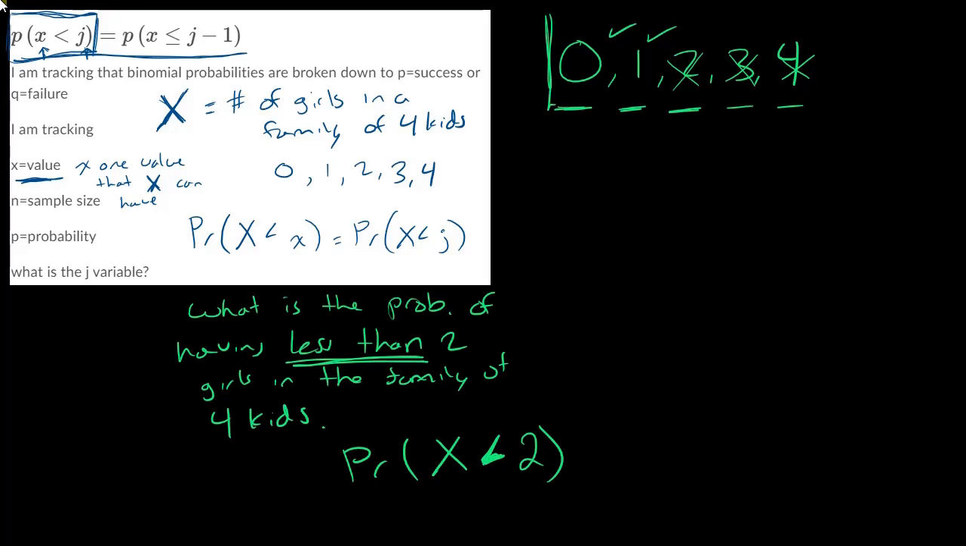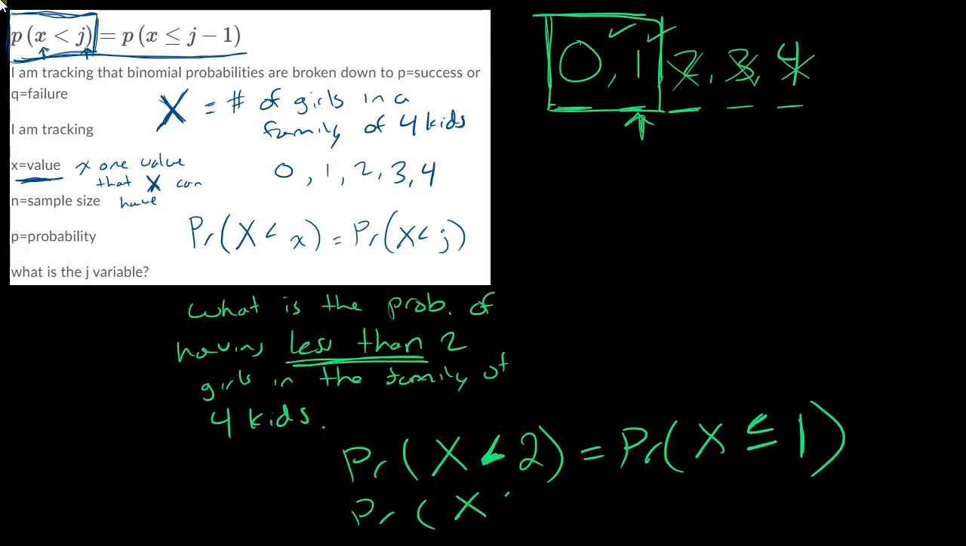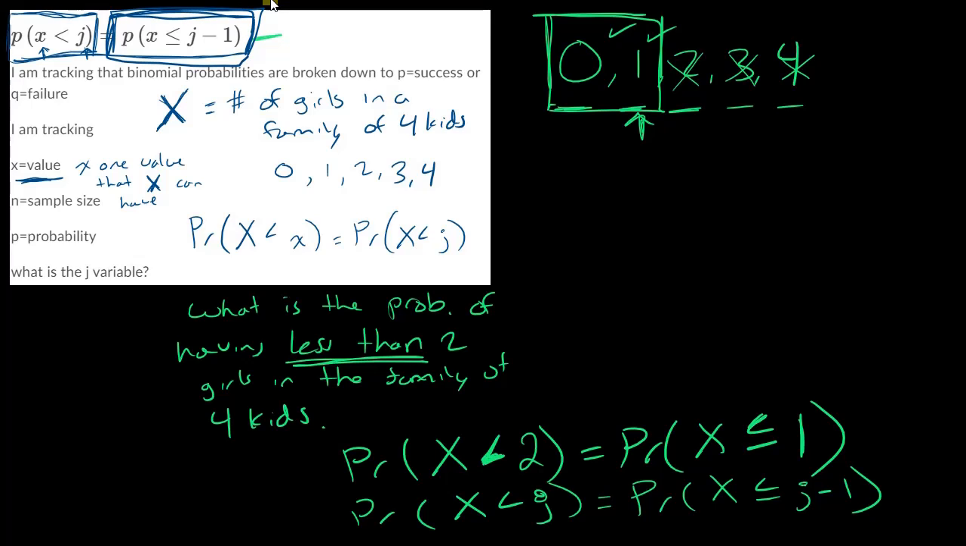So that's why you see here that this is the same thing as the probability that x is less than or equal to 1, right? And so that's how this formula works: the probability that x is less than j, and here in this case j is 2, is equal to the probability that x is less than or equal to j minus 1, which is what you're seeing on this side, right? That is, 1 less than whatever j was.